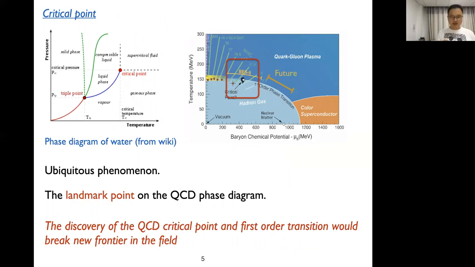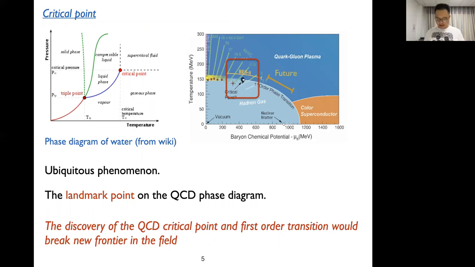So this is the phase diagram of water. On the left is the phase diagram of water, and this is the critical point of water. What I want to demonstrate here is that the presence of a critical point is a ubiquitous phenomenon. So it's very natural to ask whether there is a critical point in the phase diagram of QCD. On the one hand, we know from first principle lattice calculation, as I just mentioned, that the transition from the hadron gas to the quark-gluon plasma is a rapid but very smooth crossover. So there's no discontinuity here.